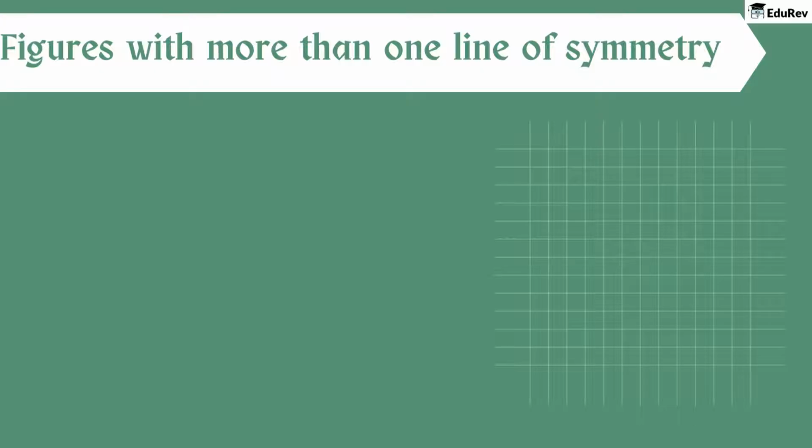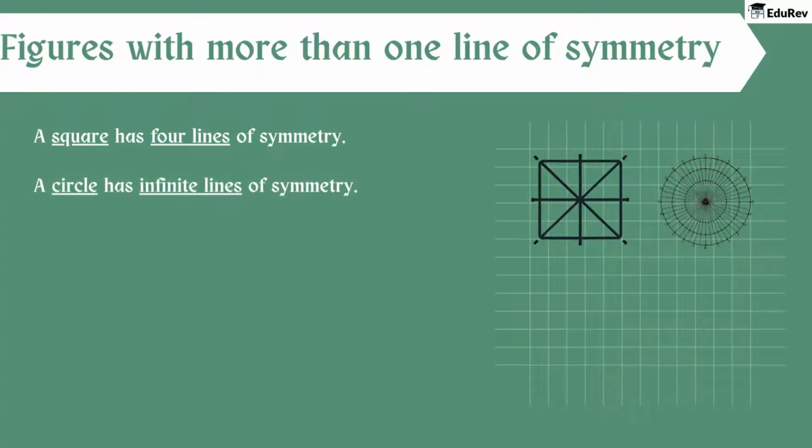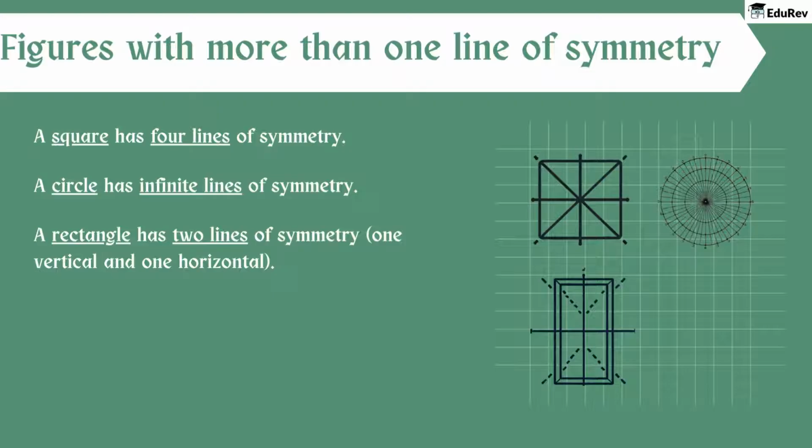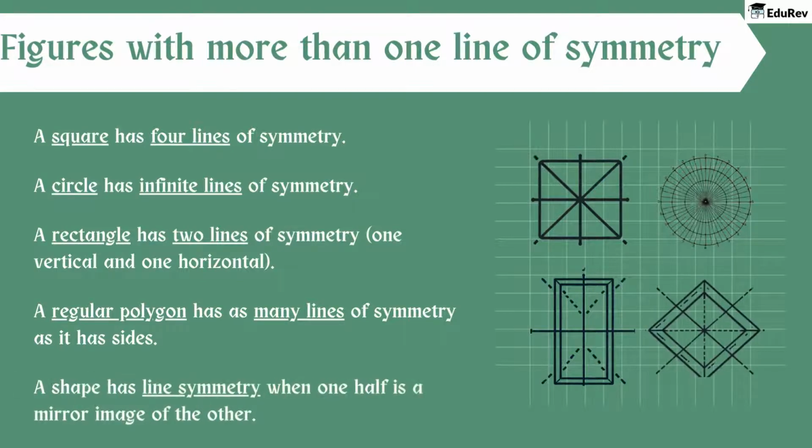Figures with more than one line of symmetry. A square has four lines of symmetry. A circle has infinite lines of symmetry. A rectangle has two lines of symmetry, one vertical and one horizontal. A regular polygon has as many lines of symmetry as it has sides. A shape has line symmetry when one half is a mirror image of the other. We can take a look at all these shapes and verify this.